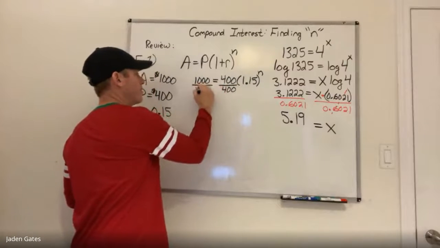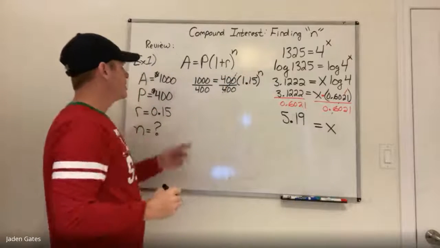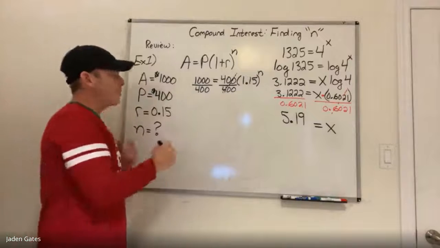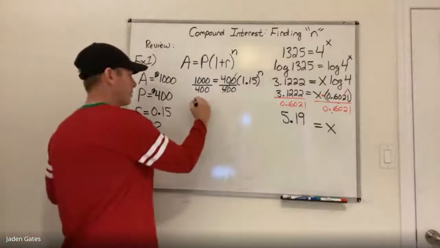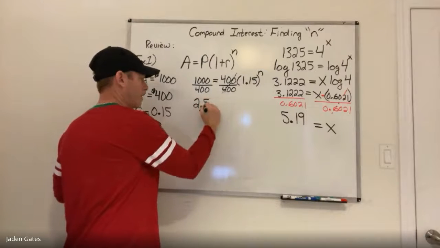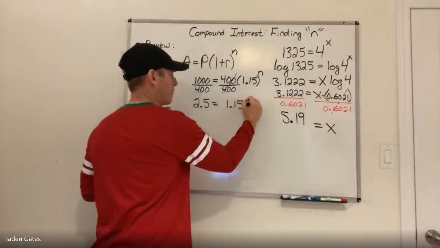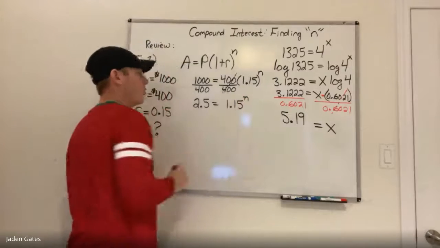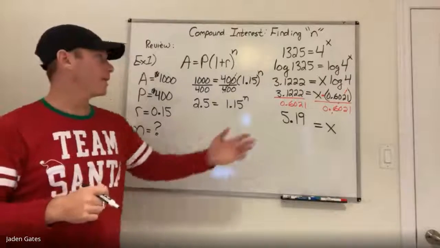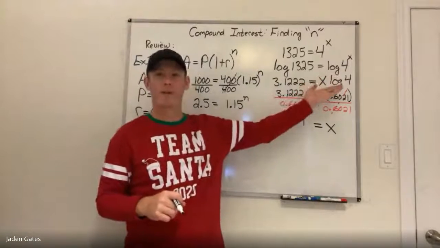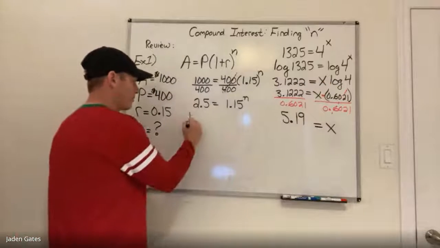And so those 400s divide each other out. 1,000 divided by 400, I believe it's 2.5. Let me check it out here. Yep, it is. And so now I get 2.5 is equal to 1.15 to the power of n. Now here's where we get in this situation, almost identical except for the numbers are different. We're going to have to take the log of both sides.